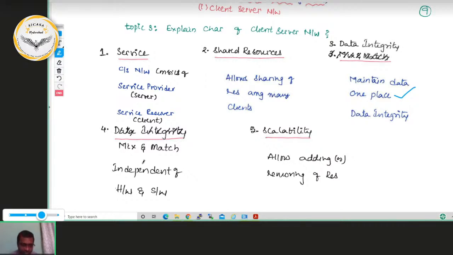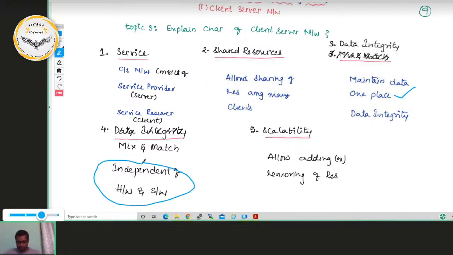Next one is called mix and match. So what do you mean by mix and match? Mix and match is nothing but the client server network should be independent of hardware and software. What do you mean by independent of hardware and software? If the server is from IBM company and the client is from HP company, they have to provide communication between them. They should not say you are from a different company, I will not communicate with you. Irrespective of the hardware, it has to provide the communication.